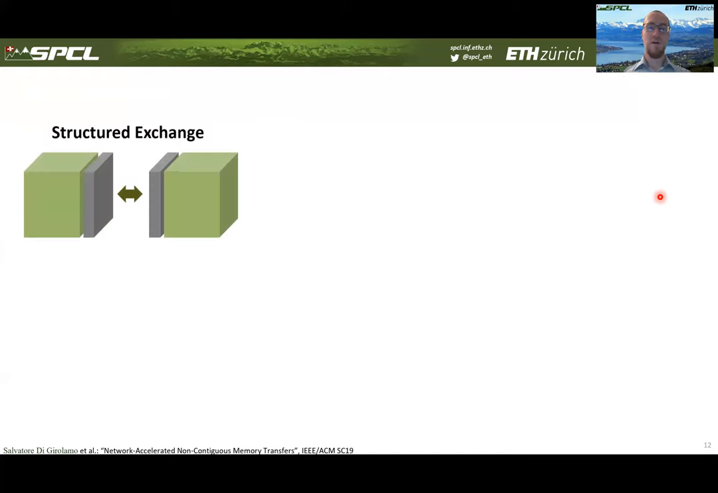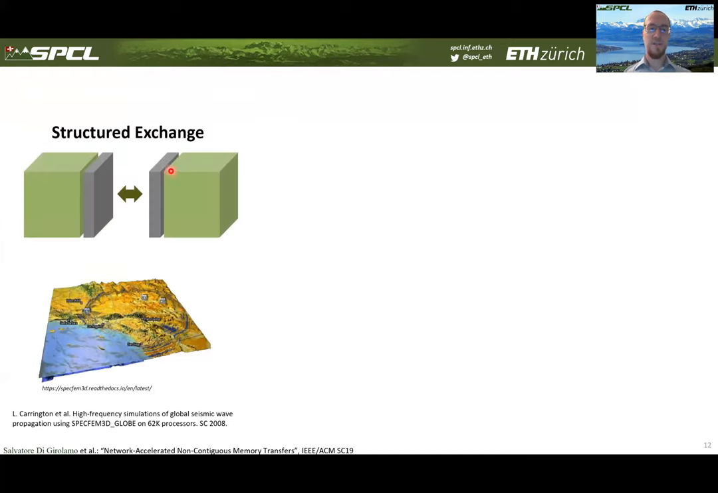So what do we need to do? Well, we either need to copy all of these elements into consecutive memory, or we instruct the NIC to send all of these elements separately. This is what we call a structured exchange. It is very well supported in MPI, as we'll see in a couple of minutes.